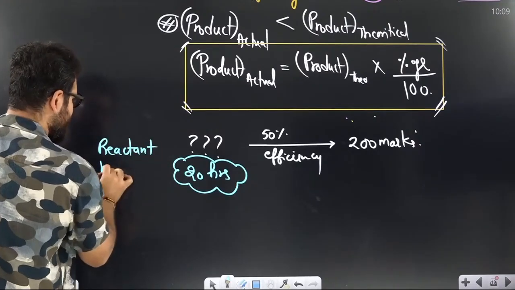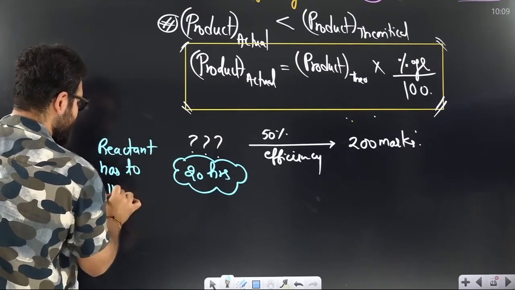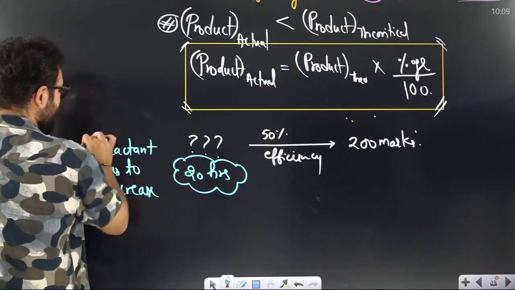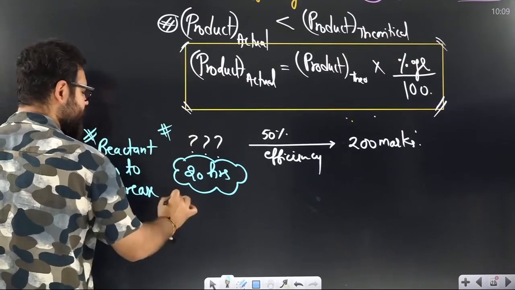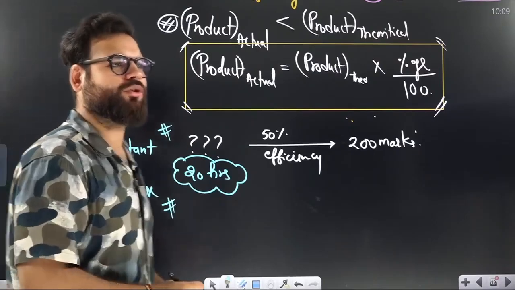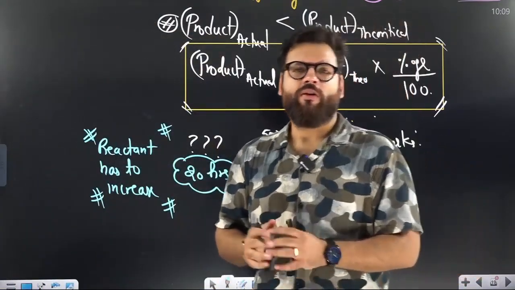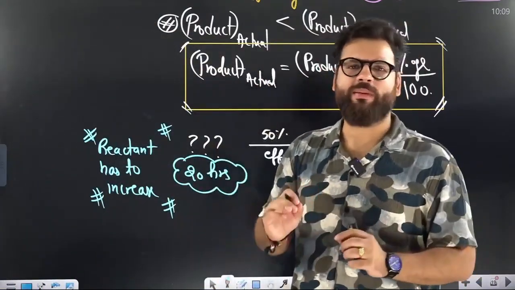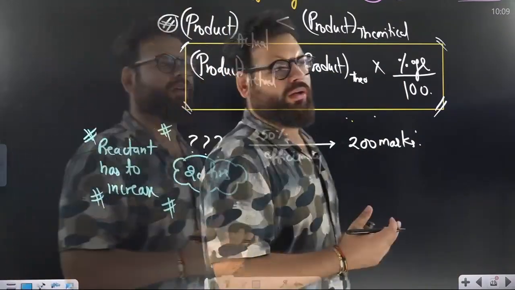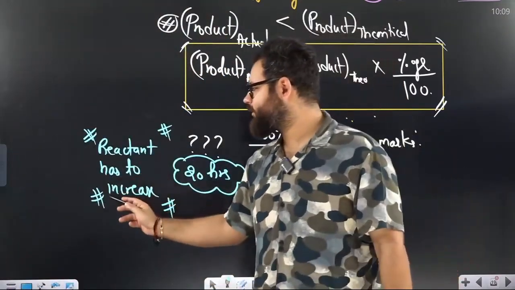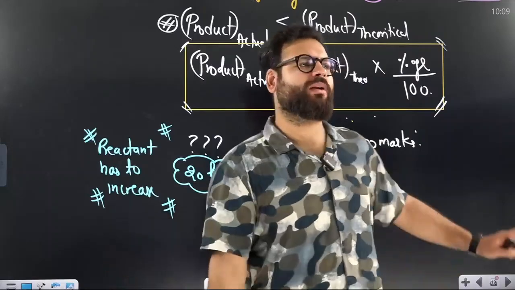Reactant has to increase. Normally, you should study 10 hours only, but when there is a problem of efficiency, you have to increase the reactant. Can I say yes or no? Whenever there is a percentage problem, just remember this now. Reactant has to increase. Reactant must be taken more than expected. Product will be formed less than expected.